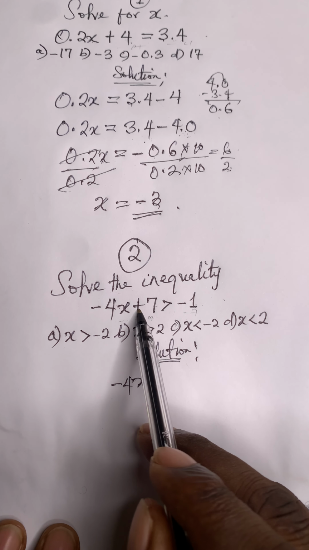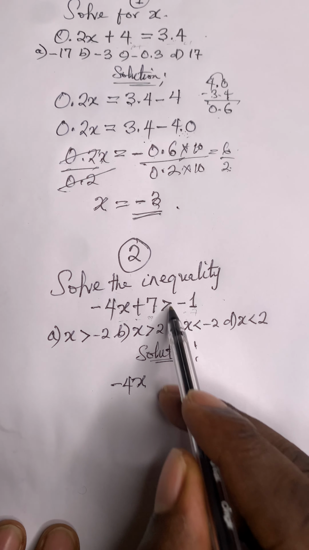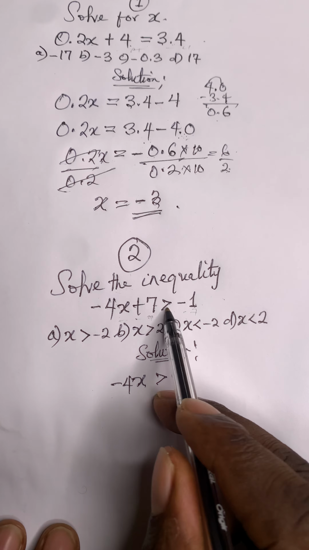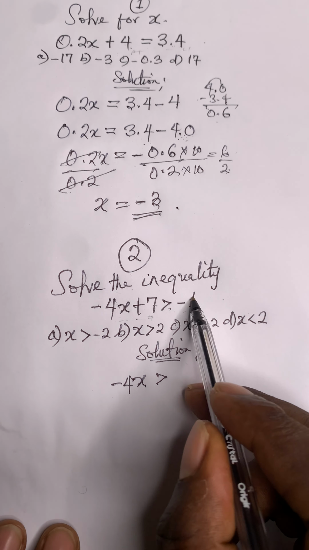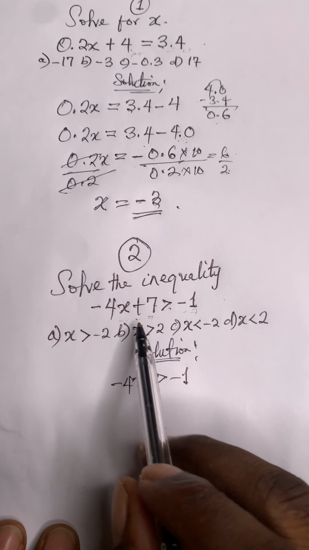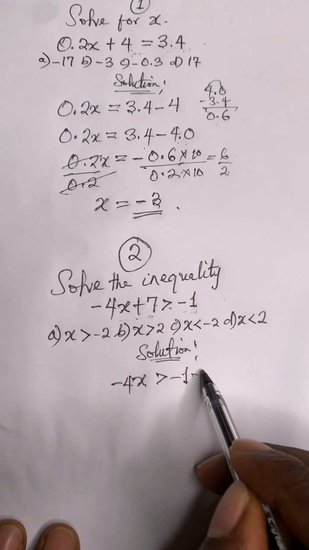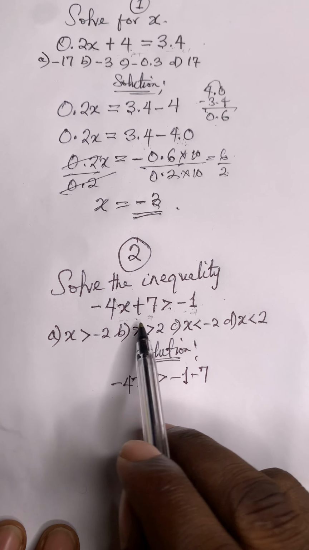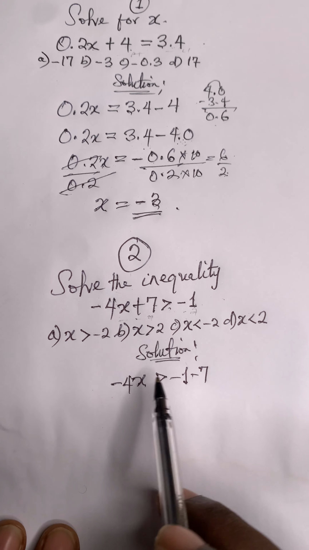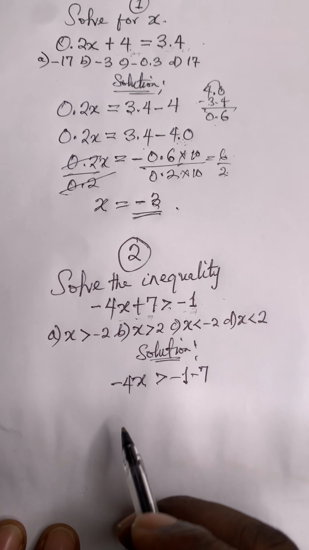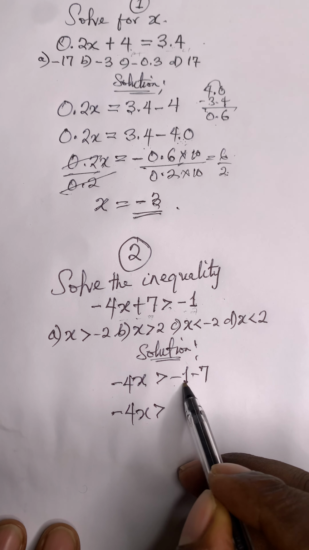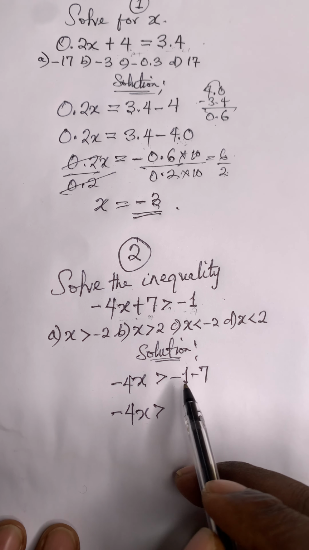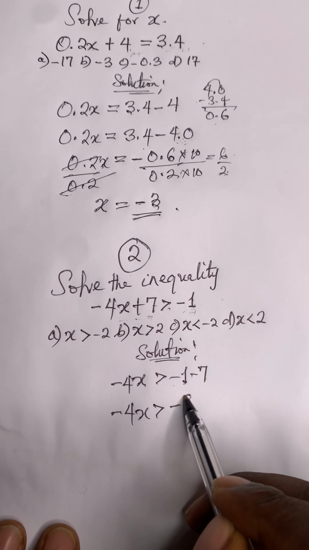Okay, so 7 minus 7 gives us 0. So what will be left is, remember the sign has not changed at this point. It changes when you're dividing by a negative number. So we have negative 1. Remember, this becomes negative 7 over here because you're subtracting 7 from both sides of the equation. So this one becomes 0. This one becomes this. So negative 4x is greater than negative 7 minus 1, which will add up to give us negative 8.